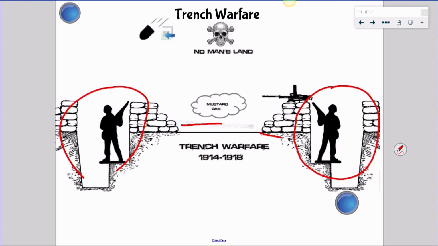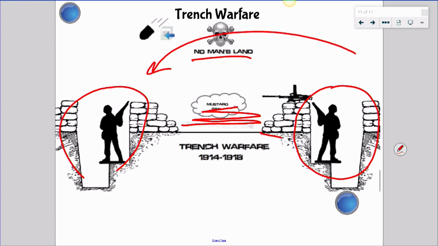In between was this area called no man's land. And this no man's land could vary from 25 yards to a mile wide, littered with barbed wire and machine gun nests. And the whole idea was, I've got to figure out a way to get over here and take this enemy out. So what would end up happening is you would shoot artillery shells across the way, try to soften up the enemy's defensive lines. That's what this is, a little artillery shell.